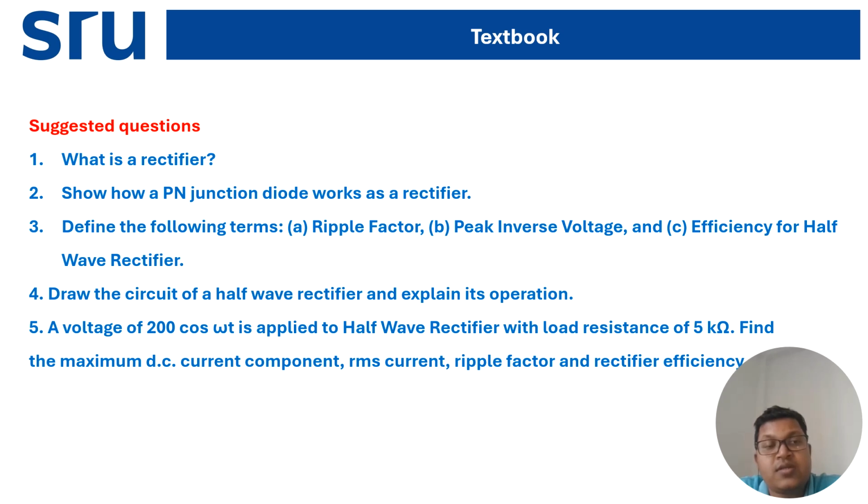Then next is, draw the circuit of a half-wave rectifier and explain its operation. Basically, questions 4 and 2 are similar, asking for an explanation of the working principle of the half-wave rectifier circuit. The next question could be, a voltage of 200 cos omega t is applied to a half-wave rectifier with a resistance of 5 kilo ohm. So this is the input voltage signal applied to a half-wave rectifier with a load resistance of 5 kilo ohm. Find the maximum DC current component, RMS current, ripple factor, and the rectifier efficiency. So these could be the questions from this section.